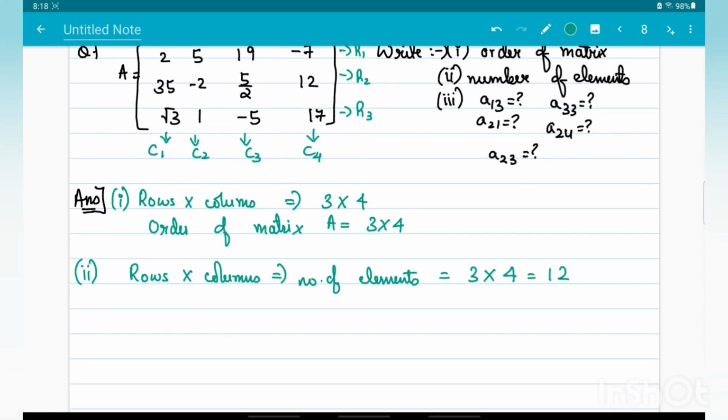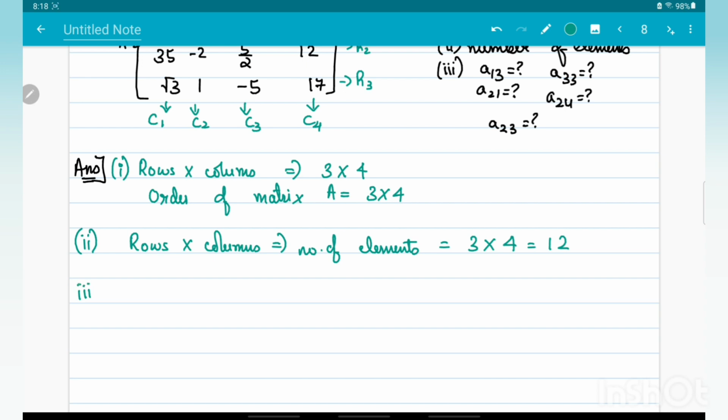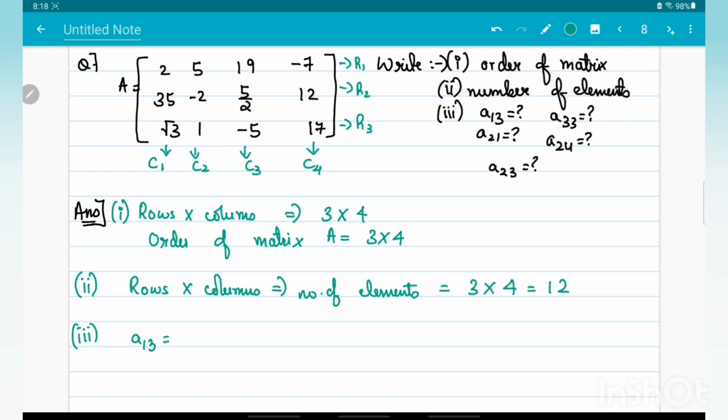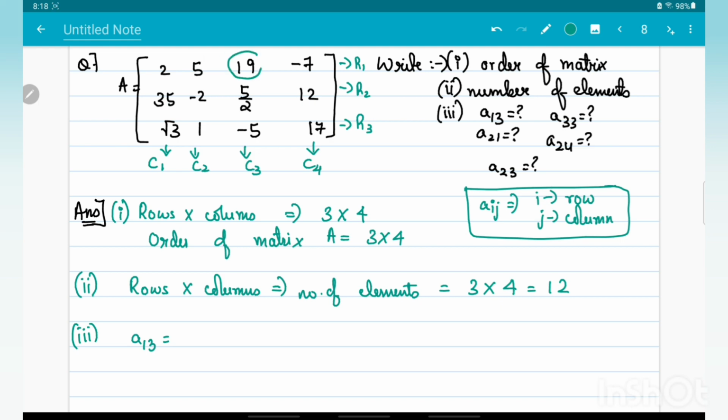Now third thing is you have to write all those elements. Okay, so first one is A13 element. Now which is the A13 element? Now you remember, right, Aij is the way of writing where i is your row and j is your column. Okay, always remember this. i is your row, first comes the row, next comes the column. So 1 is the row and 3 is the column. So check for the element that belongs to the first row and the third column. So this first row and third column, that is 19.